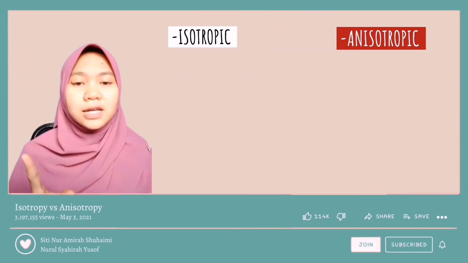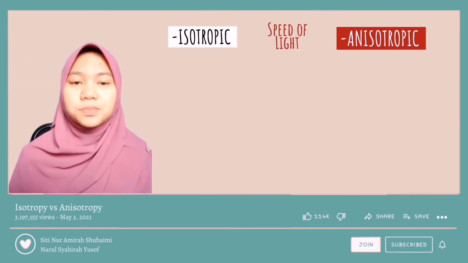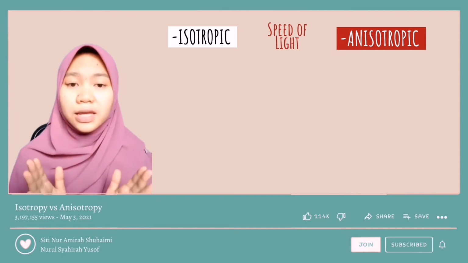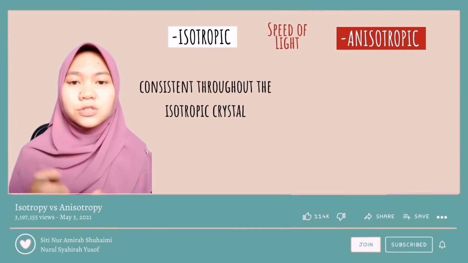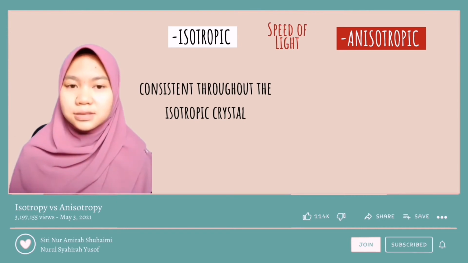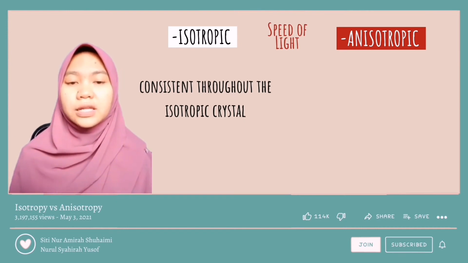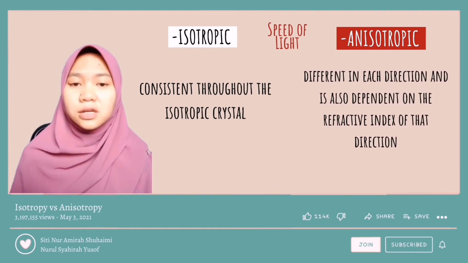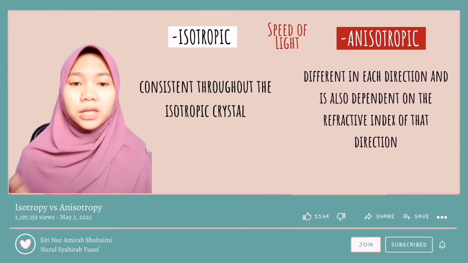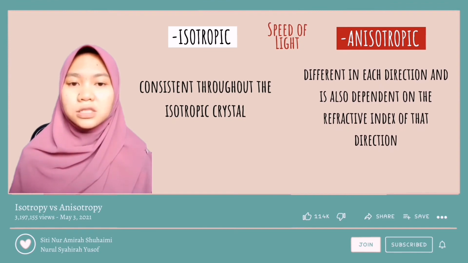For the last difference, which is the speed of light, we can see that in isotropy, the speed of light is consistent throughout the isotropic crystal. Meanwhile, for anisotropy, the speed of light is different in each direction and is also dependent on the refractive index of the direction. So now you guys have known 5 differences of anisotropy and isotropy.